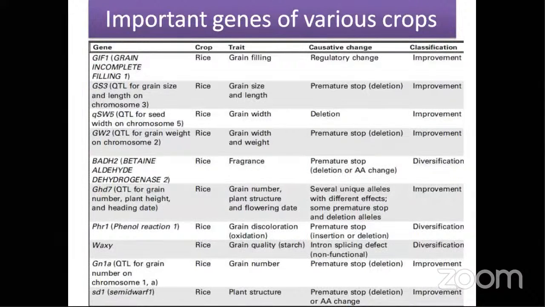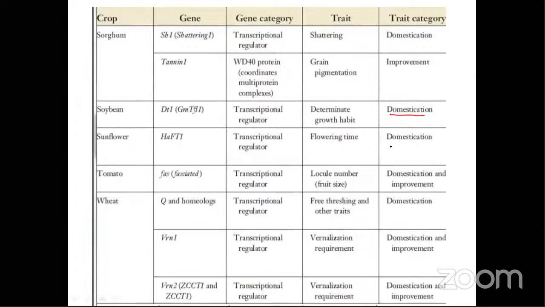Then this table is important, especially for the SRF people. Here I have given the important crops and the particular genes which are responsible for the particular traits. You can see the classification in the last column. Here, improvement means we are using these particular genes for further improvement in breeding programs. And here you can find some genes where it is mentioned as domestication. Why? Because these are the particular genes which made significant changes in particular traits, which made the crop become the domesticated one.